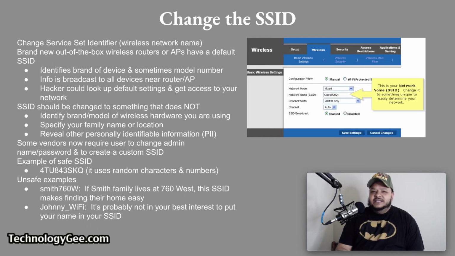All right, let's talk about changing the SSID, or the service set identifier. Brand new out of the box wireless routers and access points typically have a device wireless network name, which is called a service set identifier, that is already configured and identifies the brand of the device and sometimes the model number. This information is broadcast to all devices near the router or access point. If you don't change this information, a hacker could look up the default settings and try to gain unauthorized access to your network. The SSID should be changed to something that does not identify the brand and model of the wireless hardware that you are using.